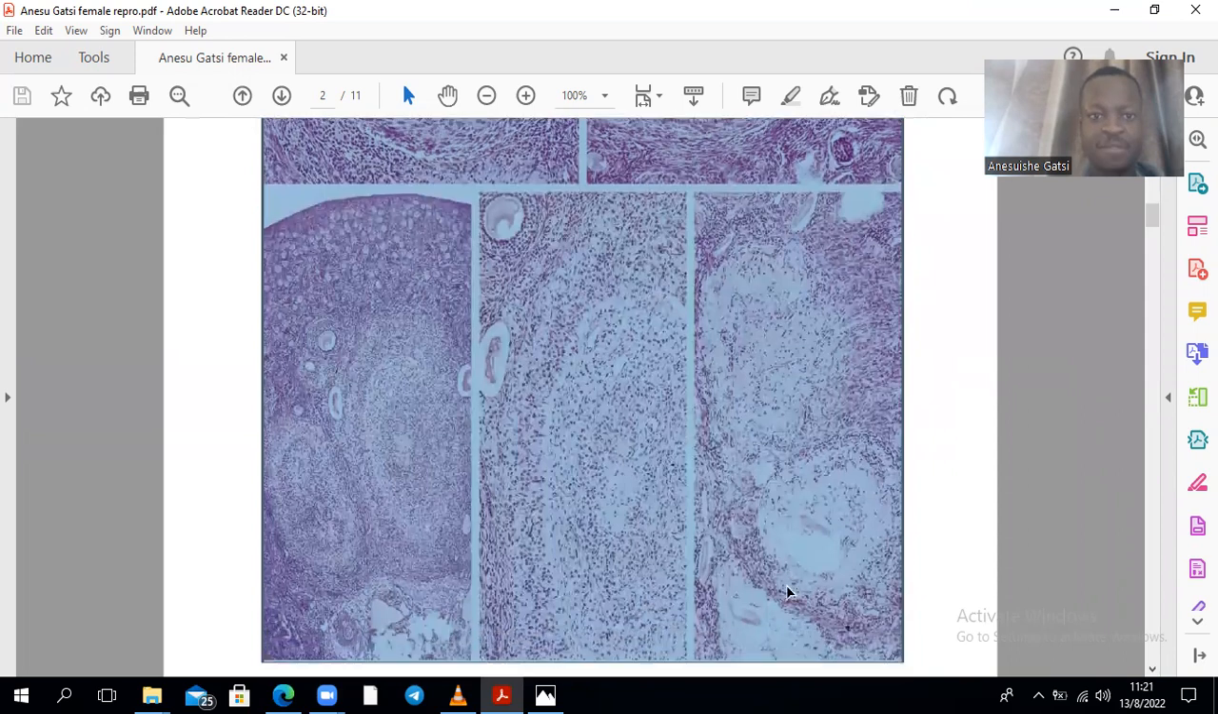Still the same things from here. We have a zona pellucida right over there. Then we have an antral follicle right over there. Still the same here, still the same here again.